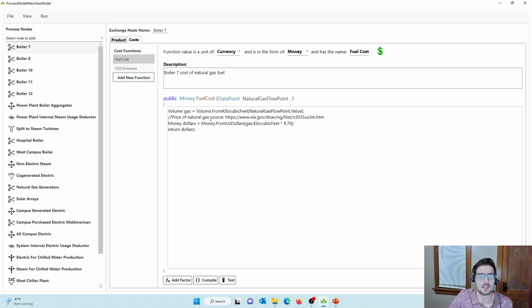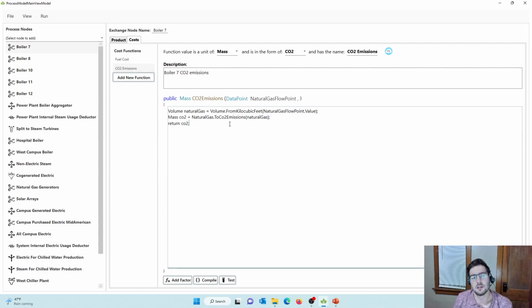And then on the cost end, for CO2, we want to take in a data stream. In the case of this boiler, it's just a stream of natural gas flow. And we tell the function, given a stream of natural gas flow, how do you calculate emissions from that? There are helper functions and such built into this system, but we tell it how to do that right here.